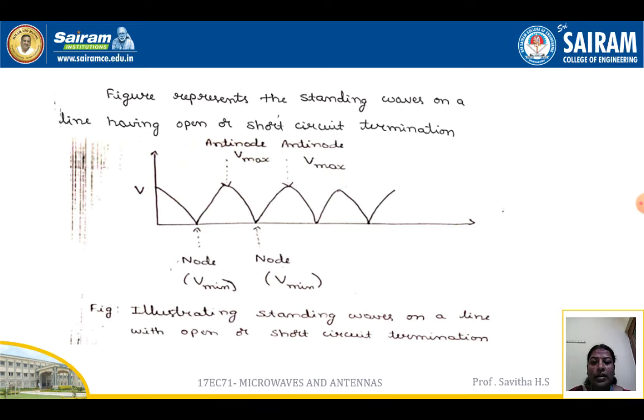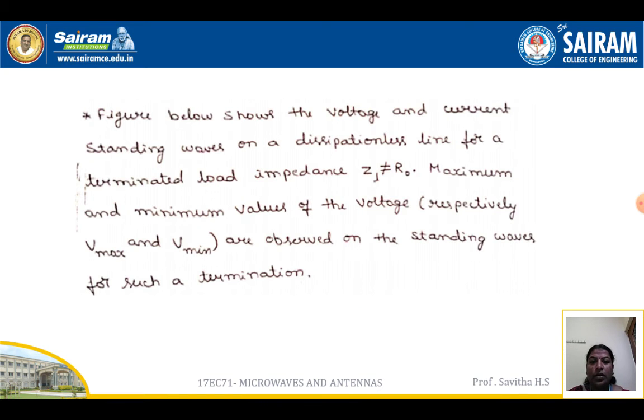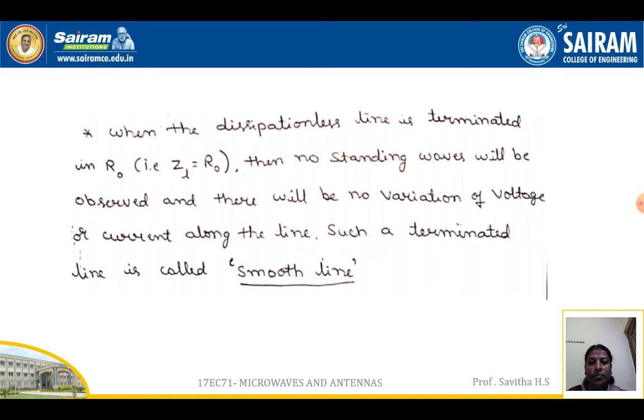As you can see in the diagram, a standing wave is a combination of nodes and antinodes. The dotted lines mark the antinodes; an antinode is a maximum value of V and a node is a minimum value of V. The figure represents the standing wave of a line having open or short circuit terminations. The figure below shows the voltage and current standing wave of a dissipationless line for a terminated load impedance when ZL is not equal to R0. The maximum and minimum values of voltage are observed on the standing wave for such a termination.